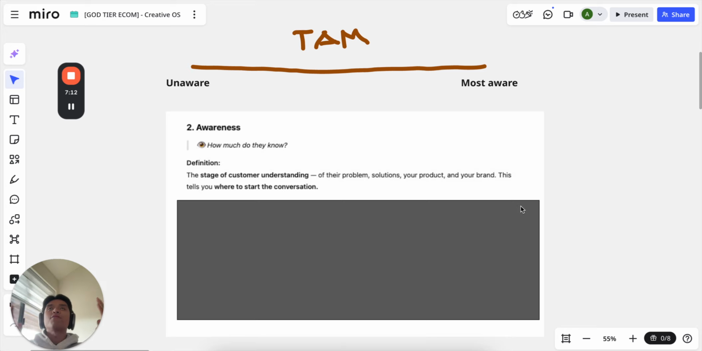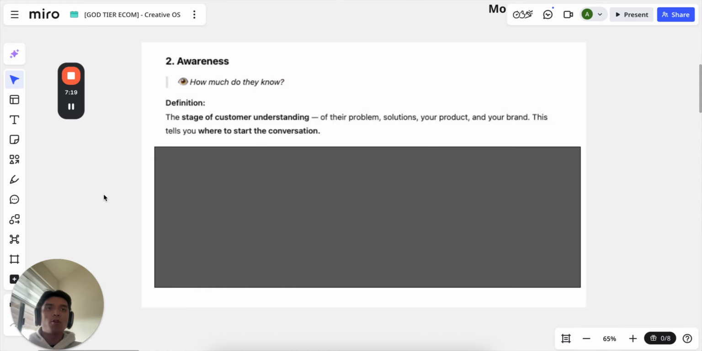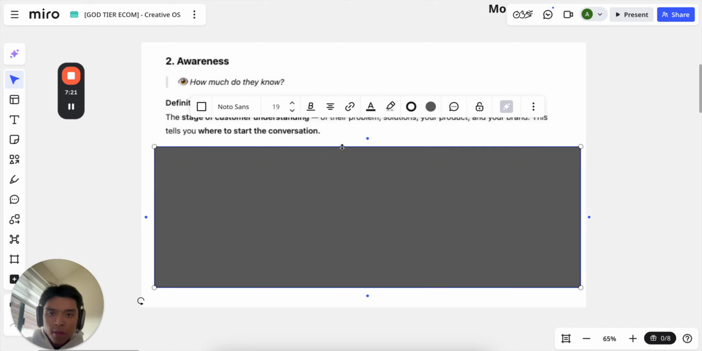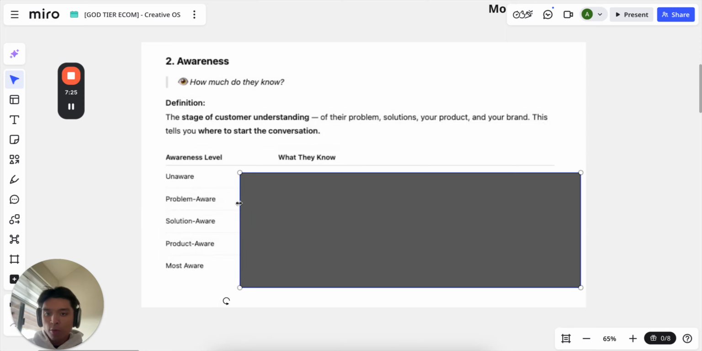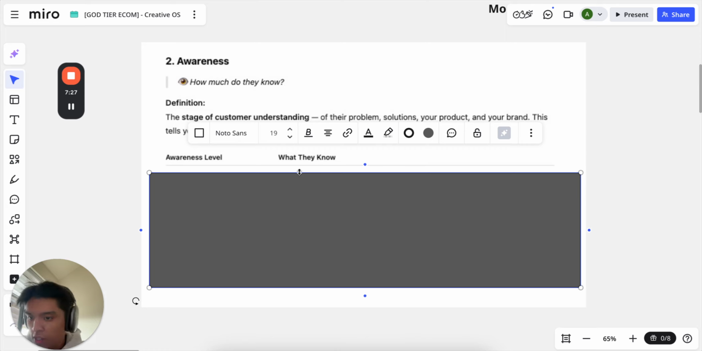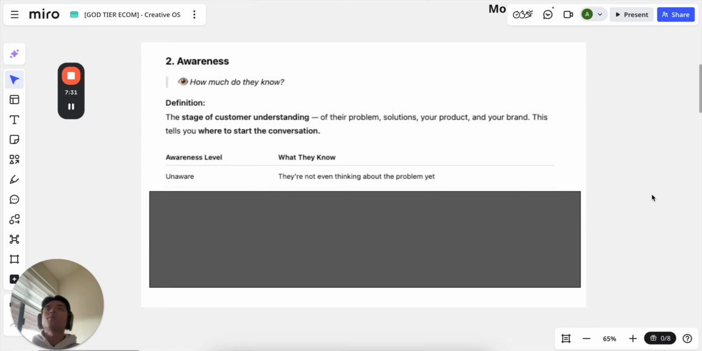So once I've identified the overarching desire that your product fulfills, now we're going to walk through awareness levels. Let's use the example of someone who is trying to lose weight. There's 5 stages of awareness: unaware, problem aware, solution aware, product aware, and most aware. So in an unaware state, they're not even thinking about the problem. Imagine someone who is overweight. Let's just use a weight loss example.